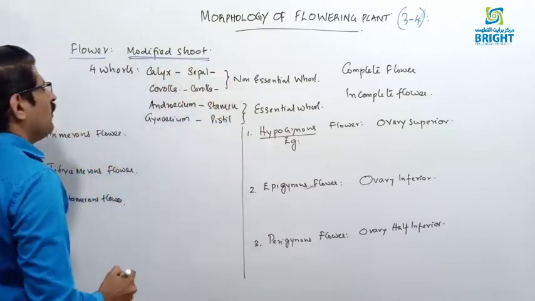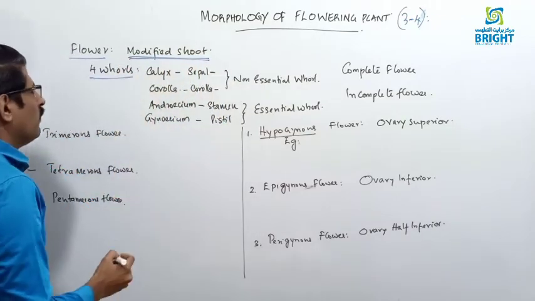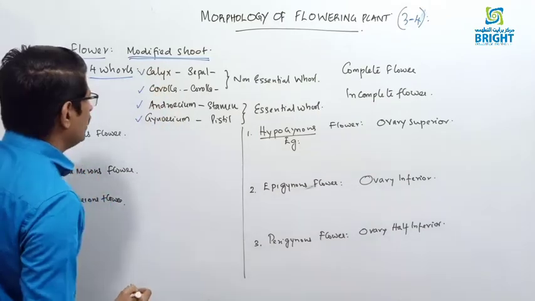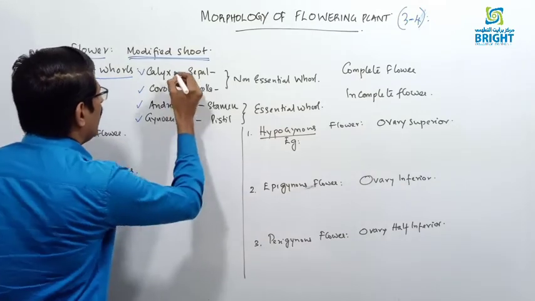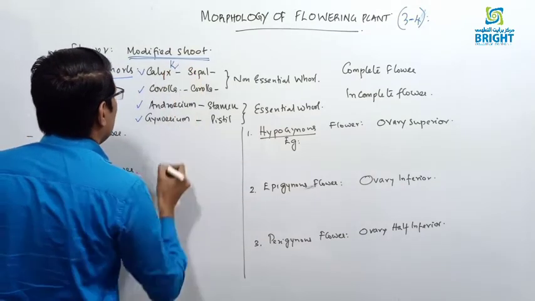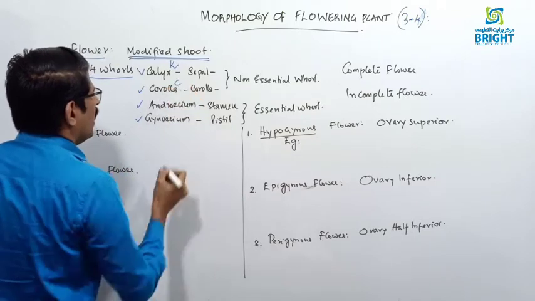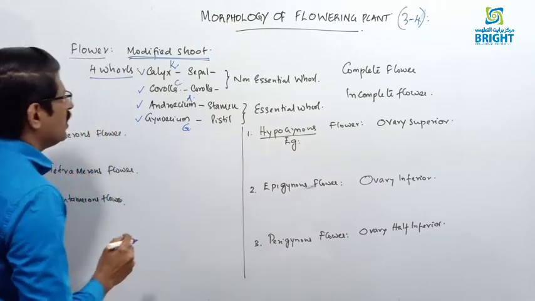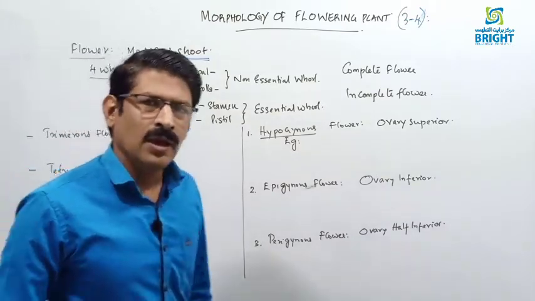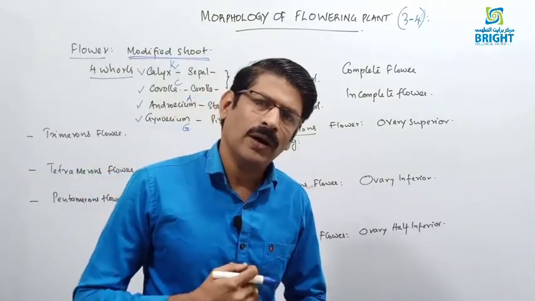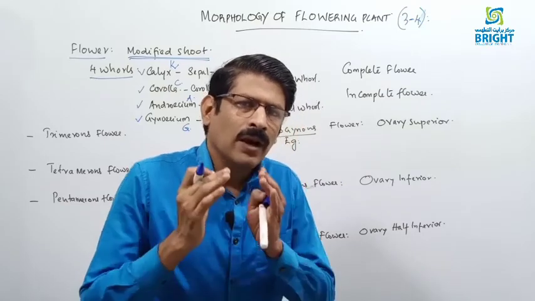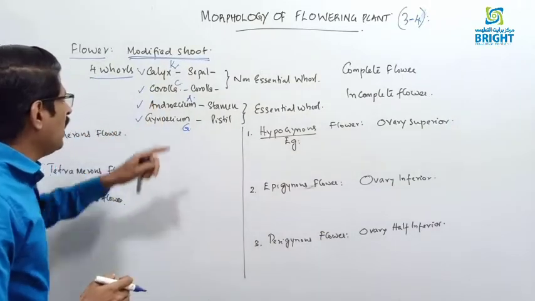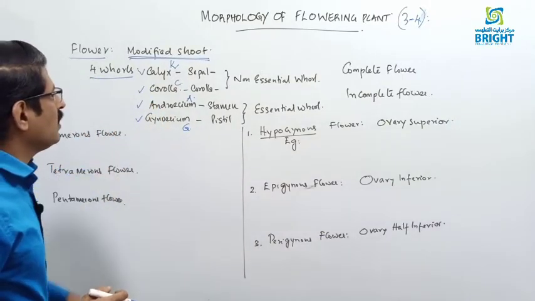Flower is the modified shoot and it has 4 whorls: calyx, corolla, androecium and gynoecium. In the floral formula, calyx is represented by K, corolla by C, androecium by A and gynoecium by G. So these are the symbols used in the floral formula of a plant. K is calyx, C is corolla, A is androecium and G is gynoecium.